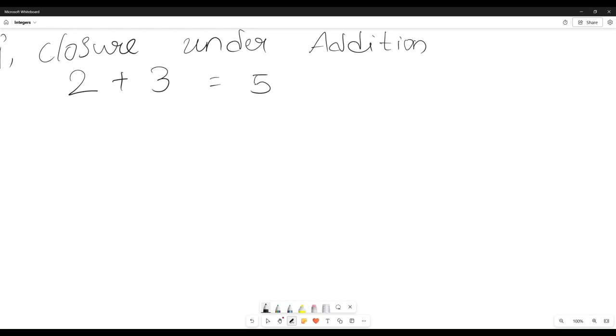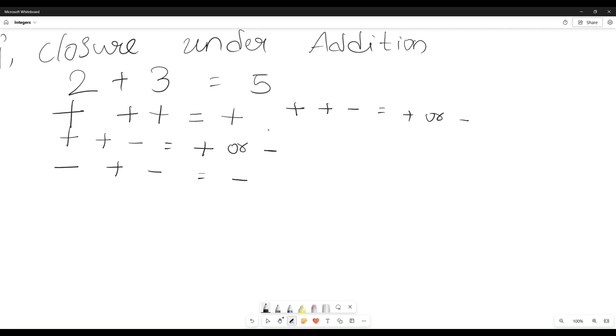To know how to add, we need to know some formulas: plus plus plus equals plus, plus plus minus equals plus or minus, I'll tell you why, and minus plus minus equals minus. Why does plus plus minus equal plus or minus? Because it depends on the bigger number. When the positive number is bigger, it will be plus. If the negative number is bigger, it gives the minus.